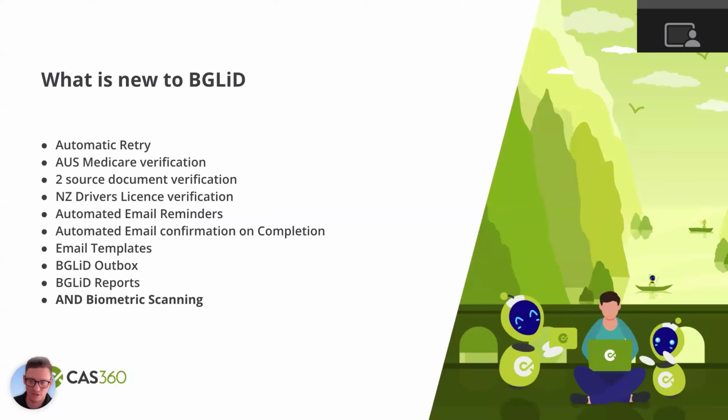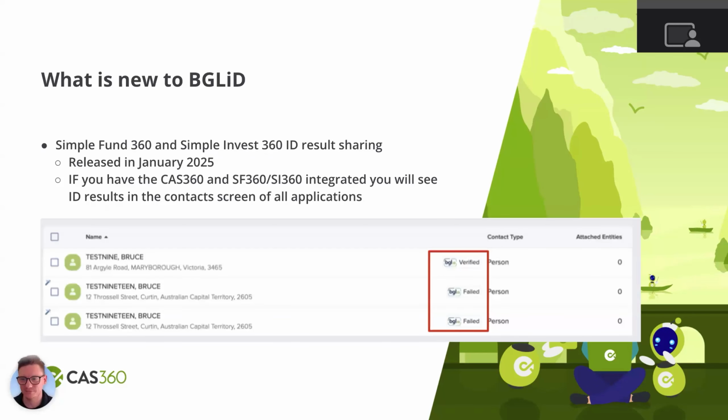And then we have a lot of the automation that's built into other BGL products. So automatic email reminders. If you send a verification out to a client and they haven't completed it, automatic reminders are sent to remind them to complete it. And there's also an email confirmation on completion. Fully customizable email templates, as well as BGLiD Outbox and BGLiD Reports, and biometric scanning, which I'll touch on in a second. We also released BGLiD in Simple Fund and Simple Invest earlier this year.